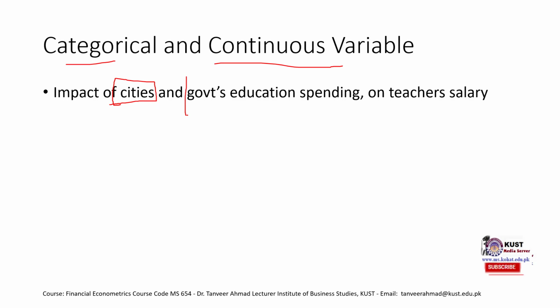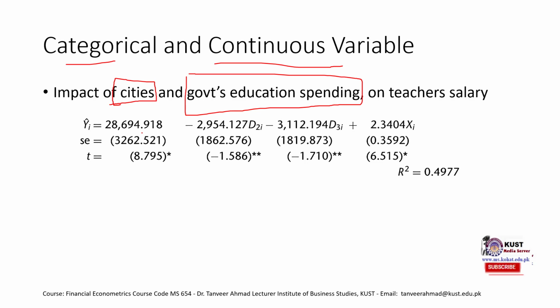We are adding to it another variable which is continuous, and that variable is government education spending. Obviously this spending would be in continuous form. If we ran the analysis, this obviously would be the omitted category. In the previous case, the omitted category was Karachi, so this would be the public school teacher in Karachi. Then this would be for Lahore and this would be for Islamabad. But we have already discussed it, so we are not going to repeat ourselves.